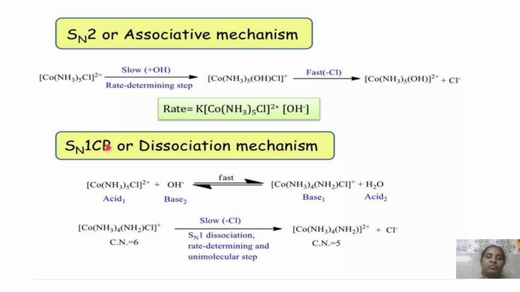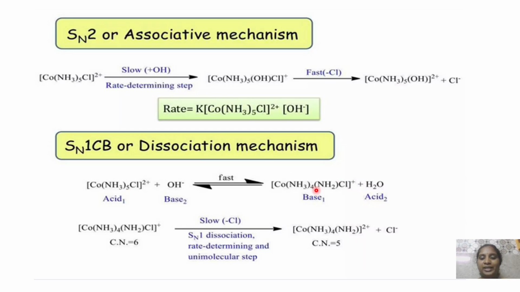Then, what is the SN1CB or dissociative mechanism? This is the complex, and this is the hydroxide ion, which is the base. This is the first step. If you observe, in the initial reactant the number of ammonia ligands is 5.